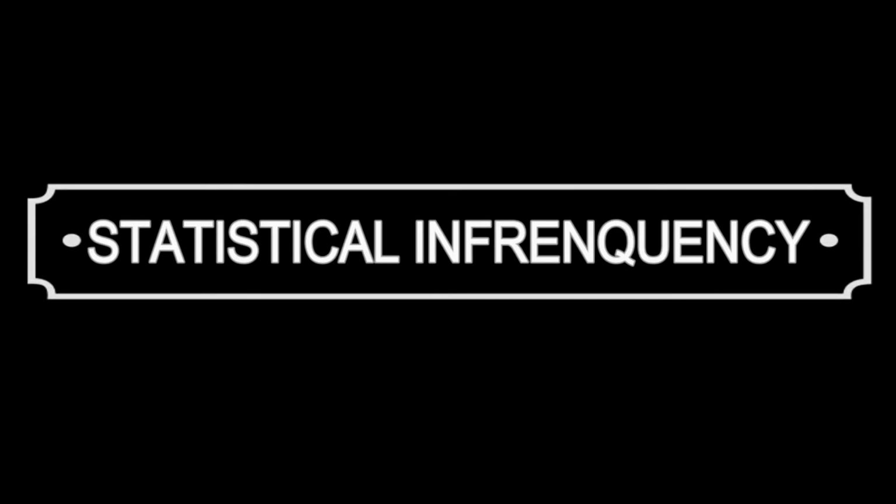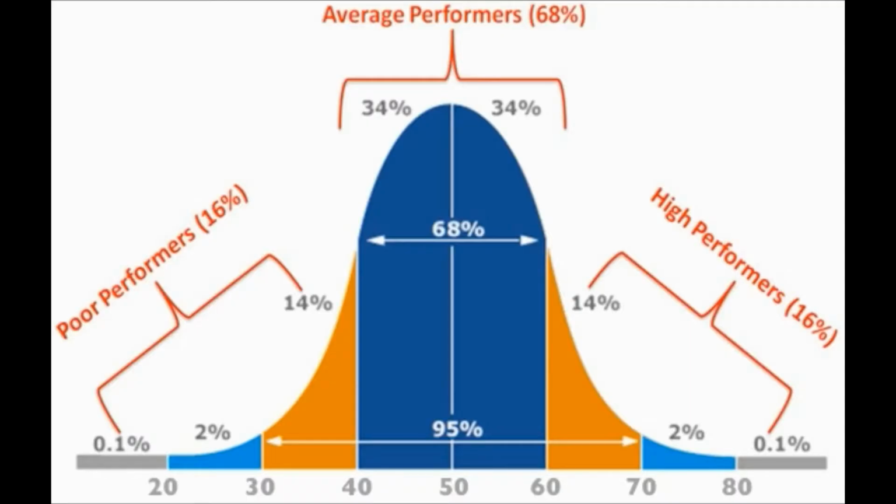Statistical infrequency. Statistical infrequency is when an individual has a less common characteristic than most people. An example could be people who are depressed. This graph shows the statistical infrequency of IQ levels. People who score near the middle of the bell curve are considered normal, whereas those who score low or extremely high on the graph are considered abnormal.